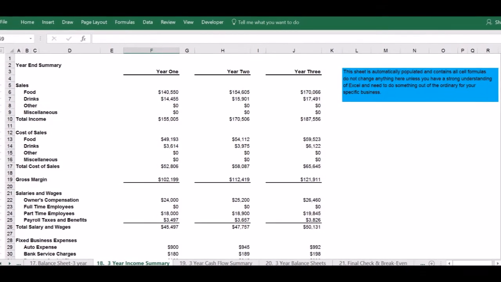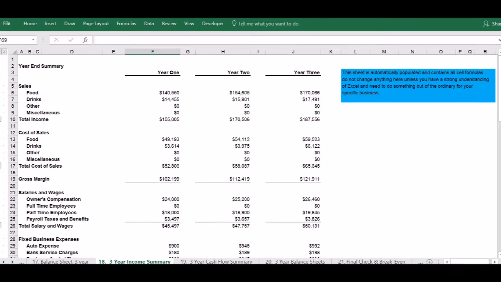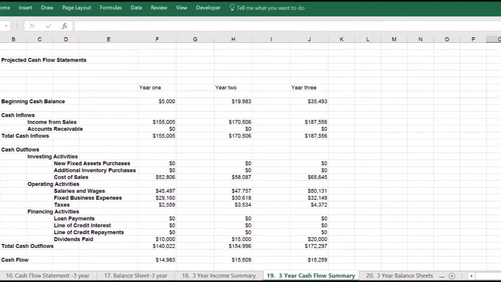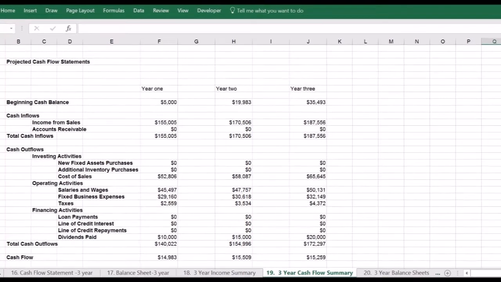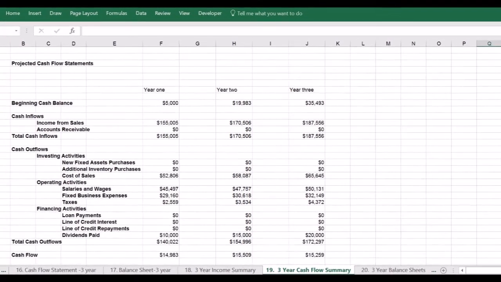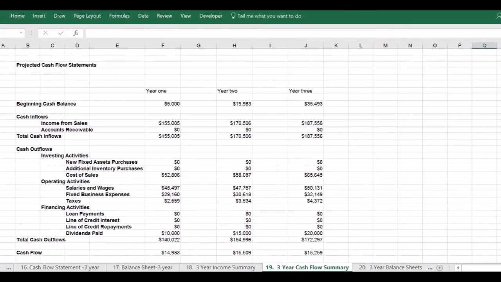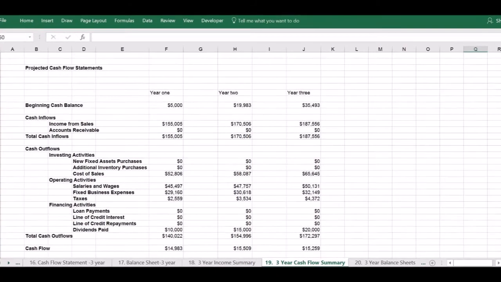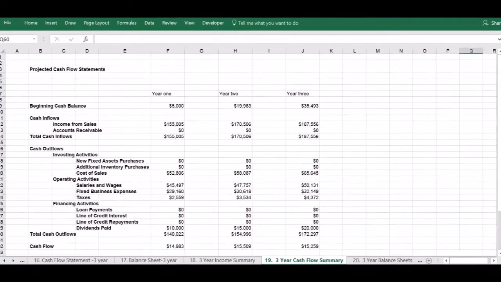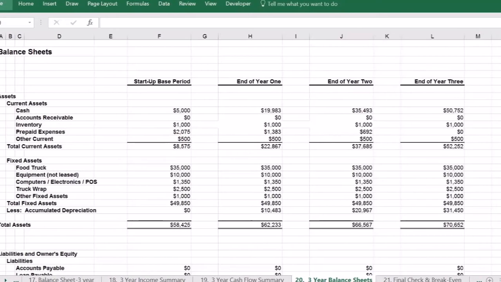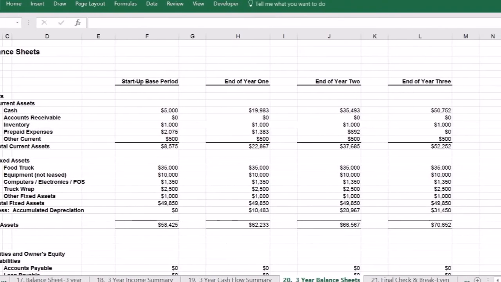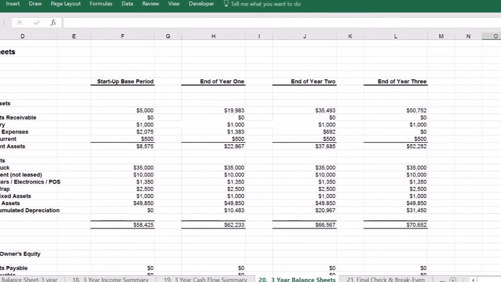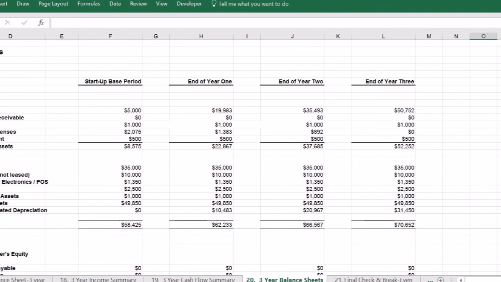After that is the 3-year cash flow summary. Again, here there is nothing to change or enter. Everything is calculated for you with the formulas. You will want to paste this sheet into your business plan document. On to the next tab of the workbook, the 3-year balance sheet. Nothing to change here, everything calculated via formulas. This worksheet will be pasted into the business plan.